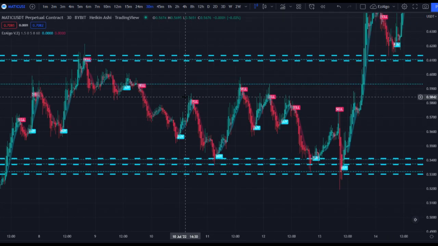Now, if you're brand new to trading and you've never traded a day in your life, use very low leverage or no leverage at all.